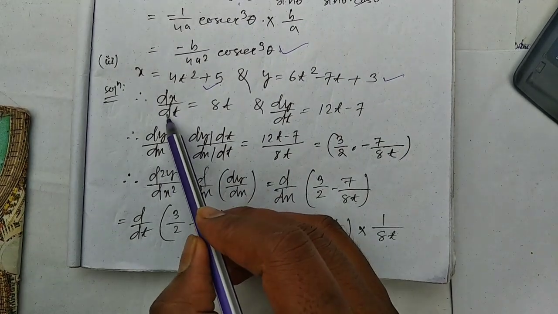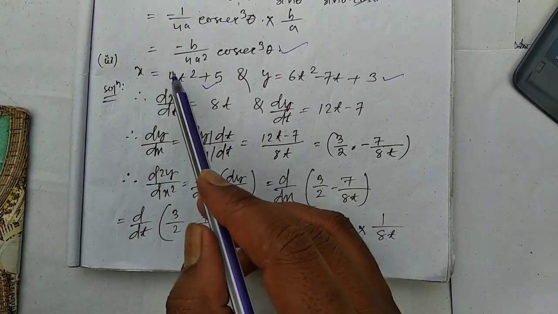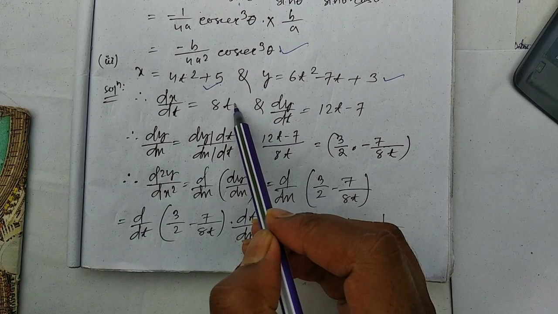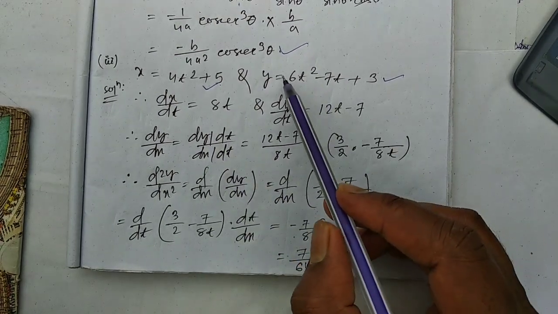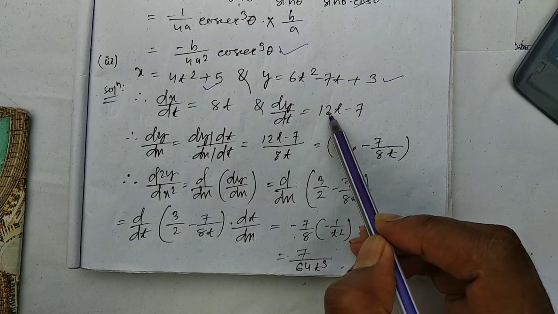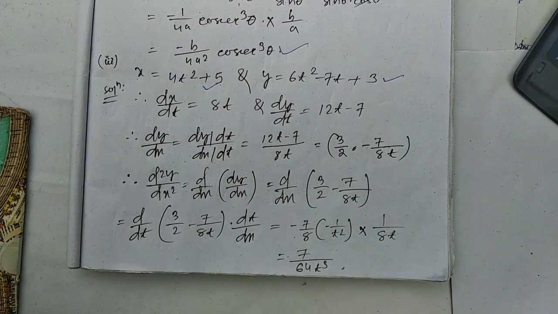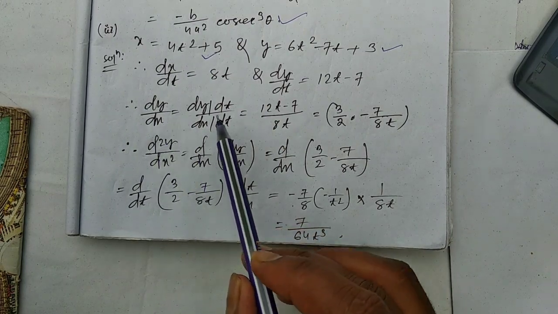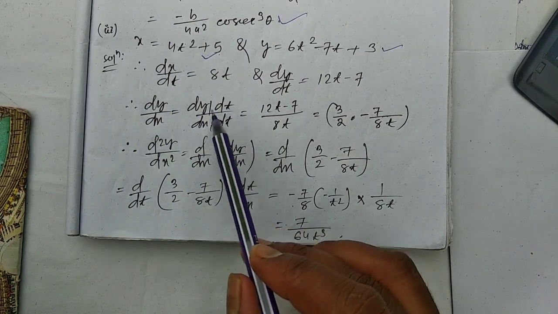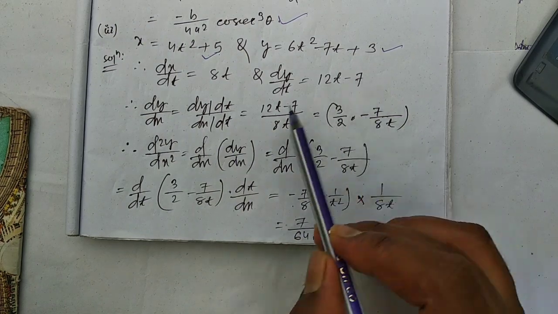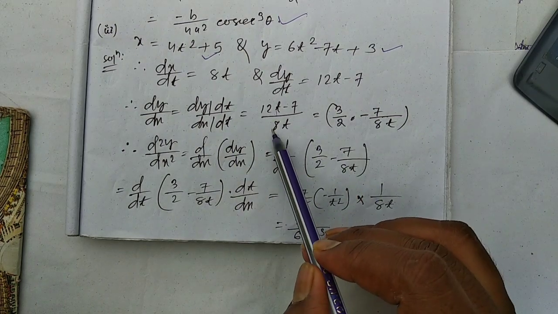First find dx by dt, that is differentiate x with respect to t. How much will this be? 8t. Derivative of 5 is 0, so just this will be 8t. Derivative of y with respect to t will be 12t minus 7. Derivative of 3 is 0. So now find dy by dx. It will be dy by dt upon dx by dt. So this will be 12t minus 7 upon 8t.